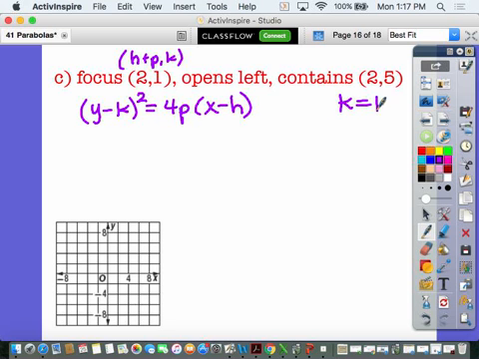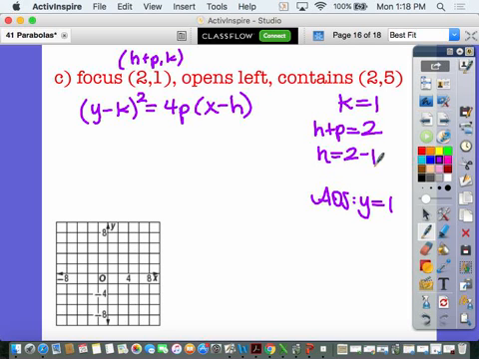So we know k equals 1 from the fact that they gave us our focus and the setup is h plus p comma k. That means the axis of symmetry would be y equals 1, yes. Because it's opening to the left. But let's worry about this equation first before we get some other information. Now we do know that h plus p has to equal 2. So if I were to solve for h, you would get 2 minus p. And if you knew p, you would just plug in and get your h.